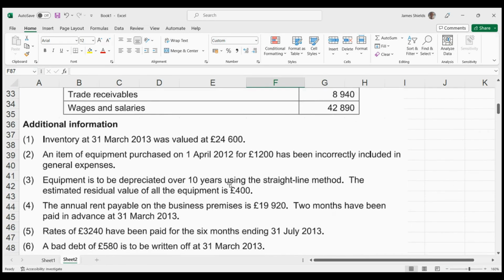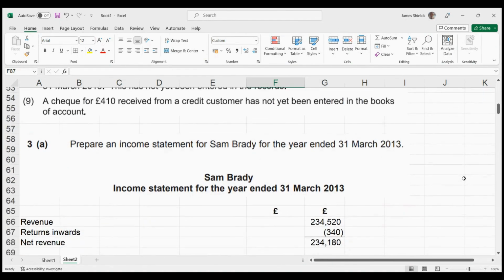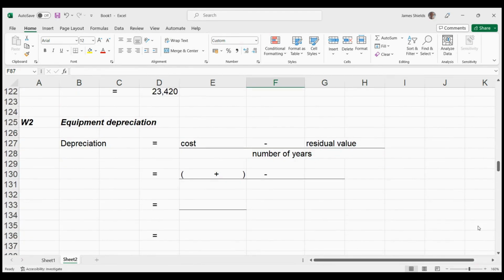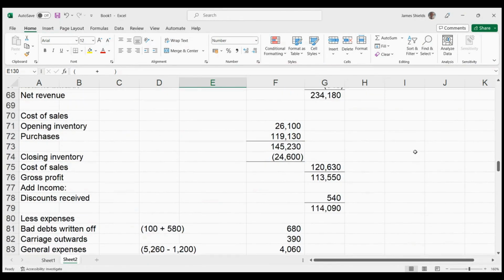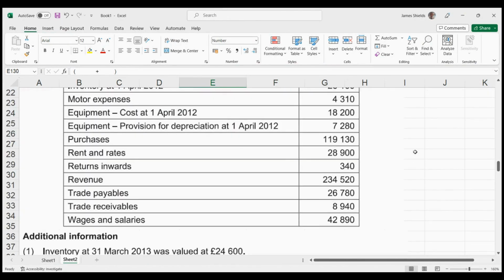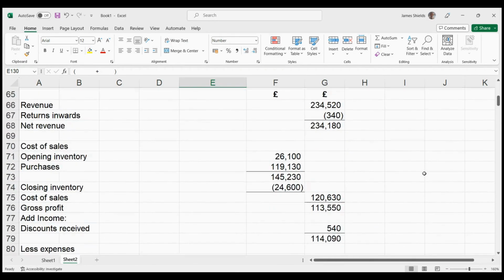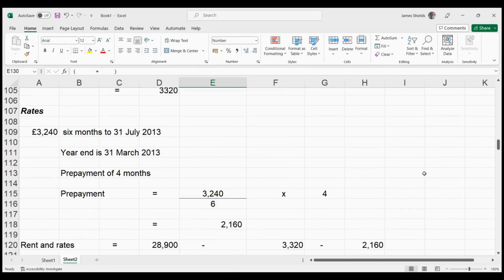Then it's going to be depreciated over 10 years using the straight line method. And the estimated residual value of all equipment is £400. Right, let's go down to my workings now. So the depreciation is your cost, take away residual value, over the number of years. Now the cost, in the list of balances, it was £18,200. So I'm showing the examiner everything that they want to see.